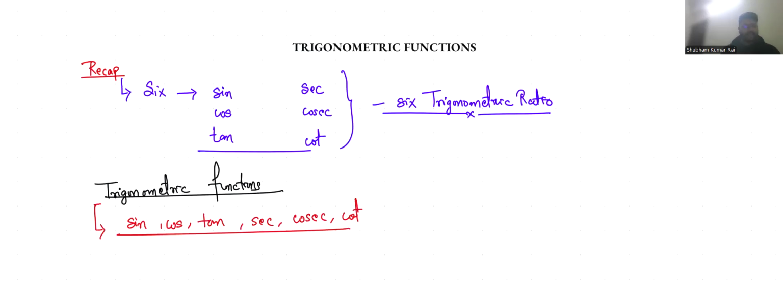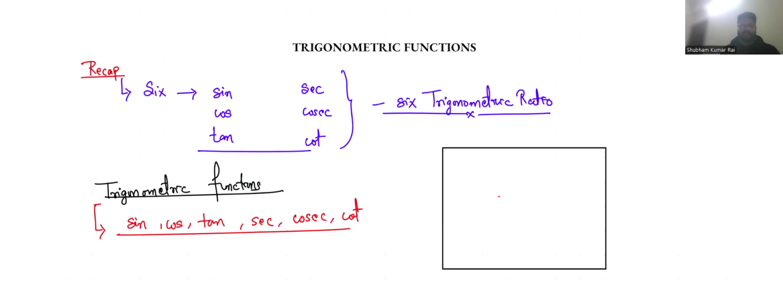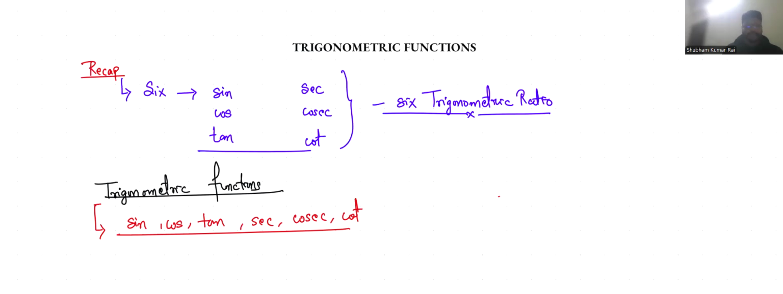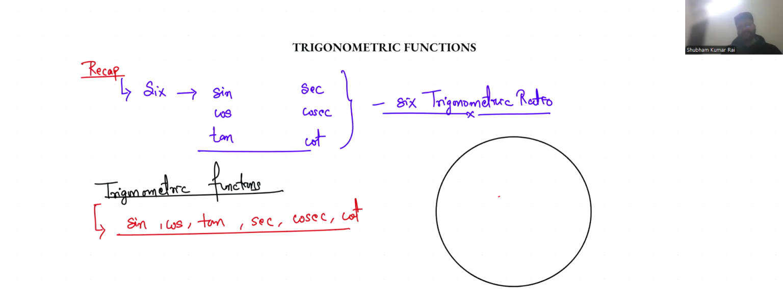Before that, I would like to have a circle so that we have proper clarity and understand the concept, how it came about. So let's draw a circle first. Let's suppose this is our circle. Now let's have the axes over here to understand the concept. Okay. Now let us move further.